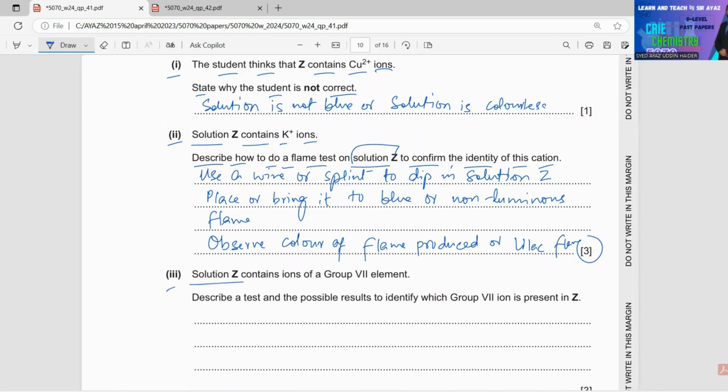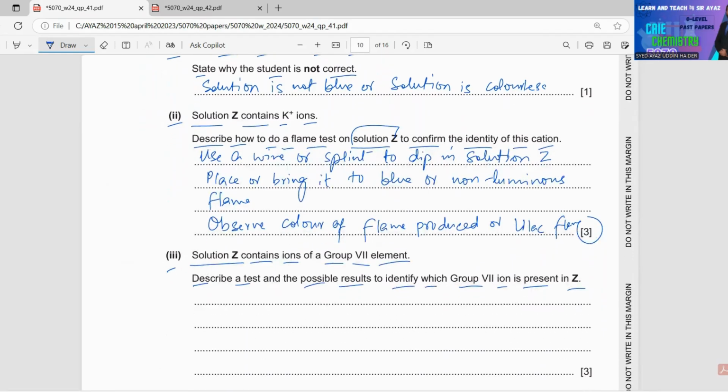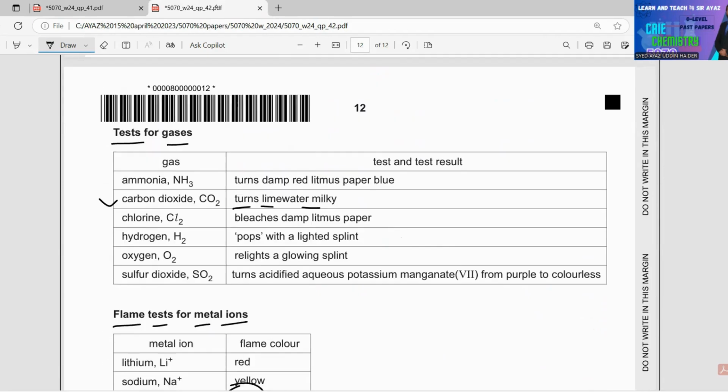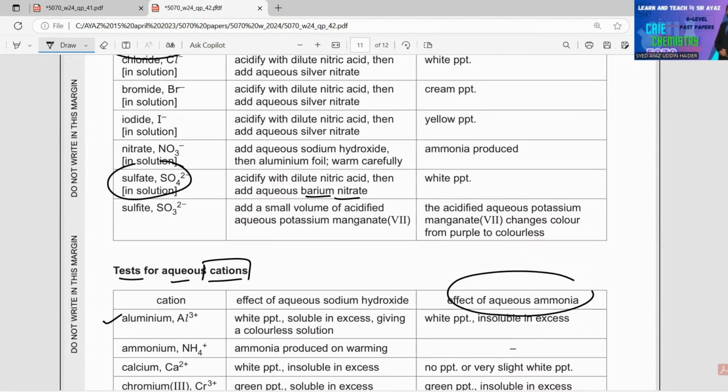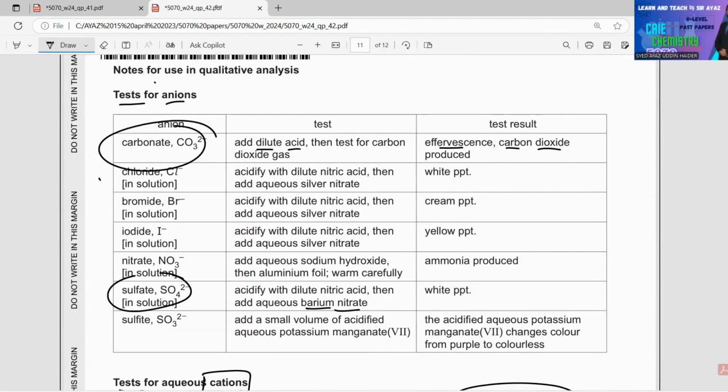Part 3. Solution Z contains ions of a group 7 element. Describe a test and the possible results to identify which group 7 ion is present in Z. So these are the halide ions in our syllabus. We have chloride, bromide, iodide. These are the 3 halide ions. So all have the same test. That is, you have to acidify with dilute nitric acid, then add aqueous silver nitrate. For chloride, you will get white ppt, bromide, you will get cream ppt, and for iodide, you will get yellow ppt.